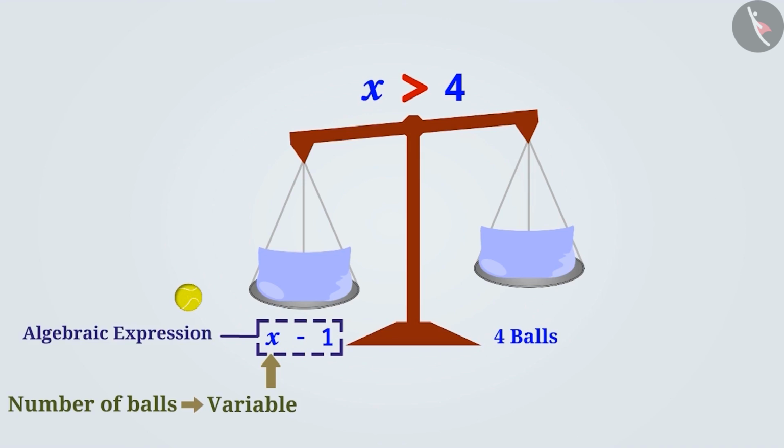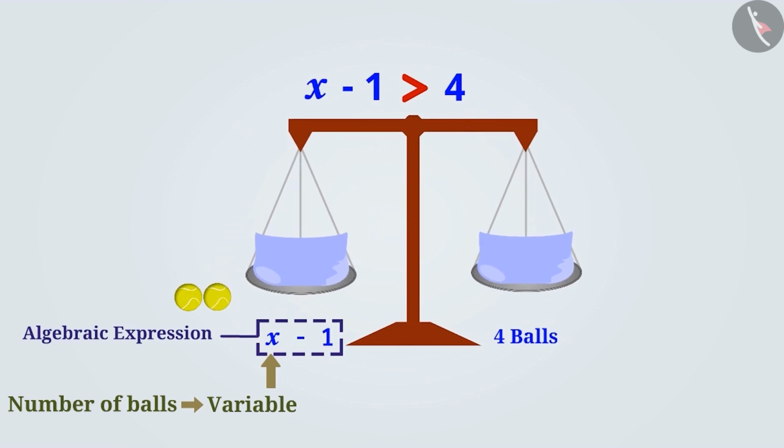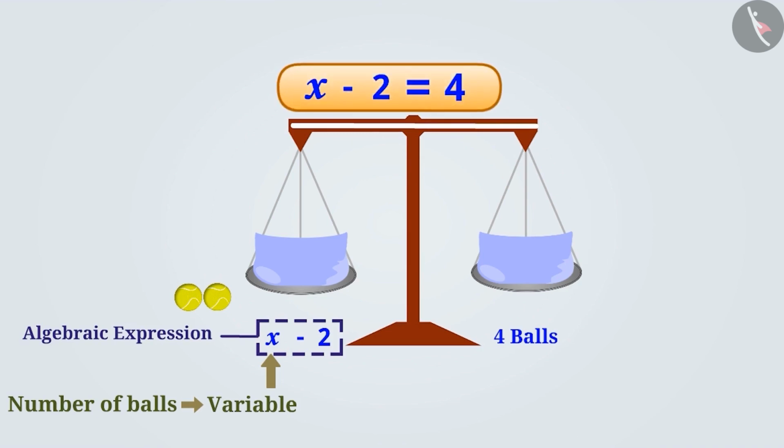But still the scales are not balanced. This means x minus 1 is also a number greater than 4. Now if we take one more ball out, then the total of 2 balls from x balls is reduced. That is, the expression can be represented as x minus 2, and with that, the scales are also balanced. Therefore, now we can say that the number of balls on either side is equal: x minus 2 is equal to 4. This is called an equation.